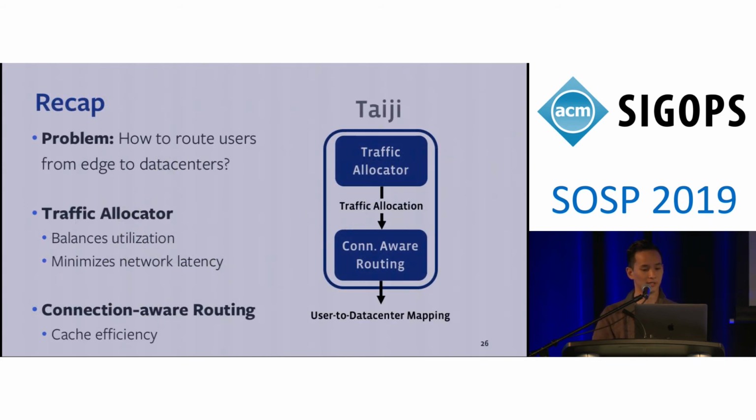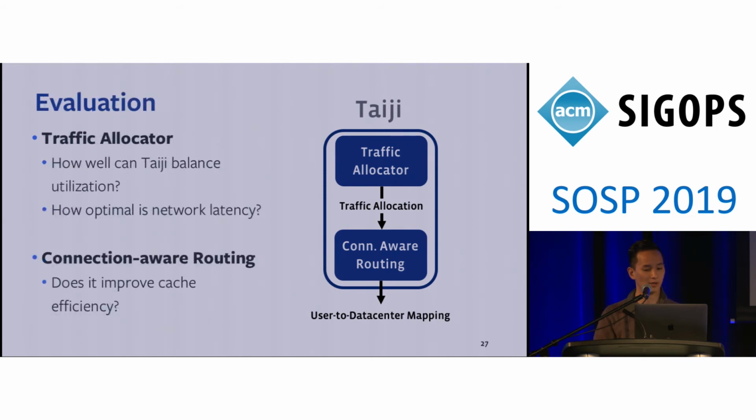So to recap, Taiji solves the problem of how to route users from the edge to our data centers. And it does this in two parts. The traffic allocator decides a traffic allocation while balancing the utilization and minimizing the network latency, while connection-aware routing optimizes for cache efficiency by routing connected users together. So we evaluate Taiji on exactly these three areas. Specifically, we ask these three questions. How well can Taiji balance the utilization? How optimal is the network latency? And does connection-aware routing improve cache efficiency?